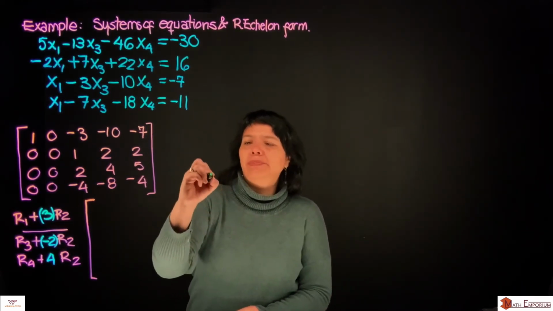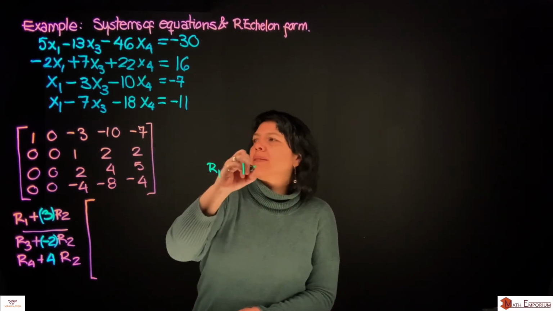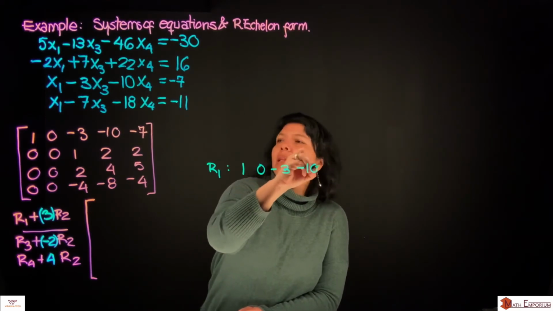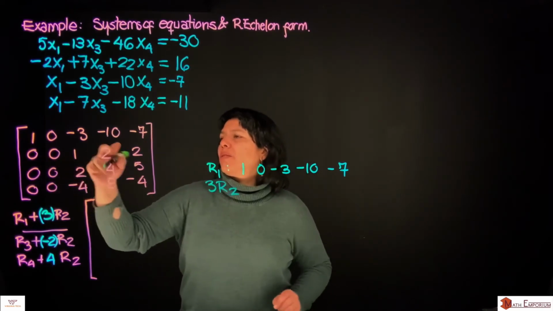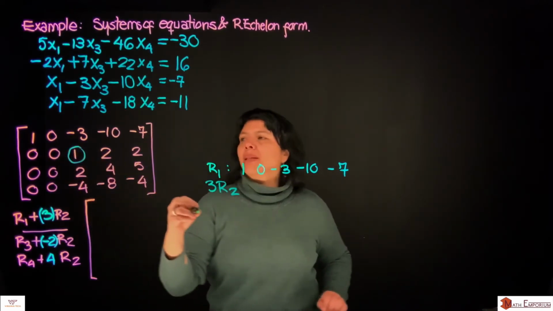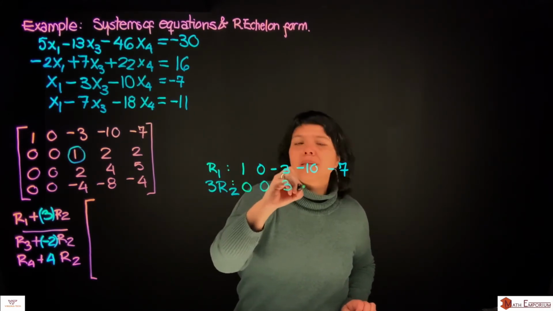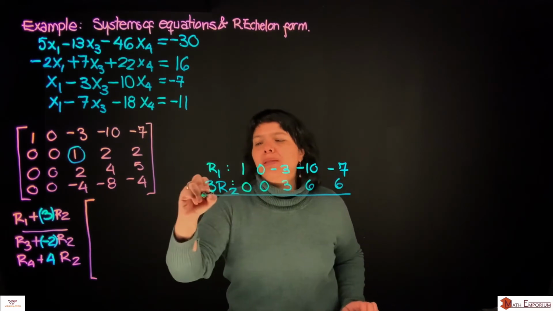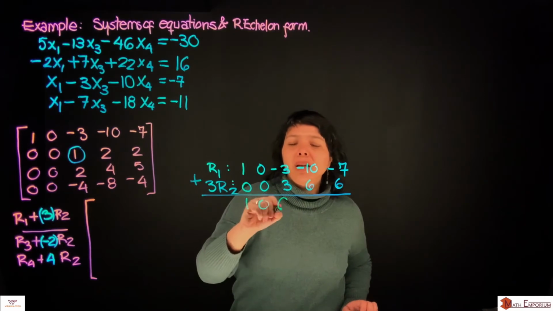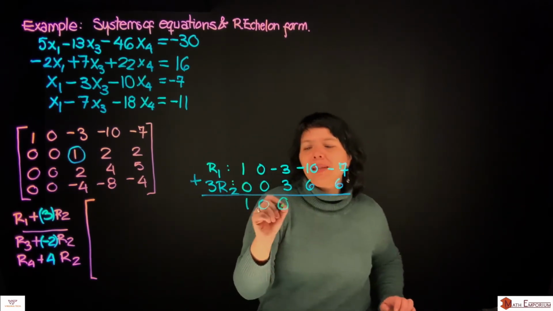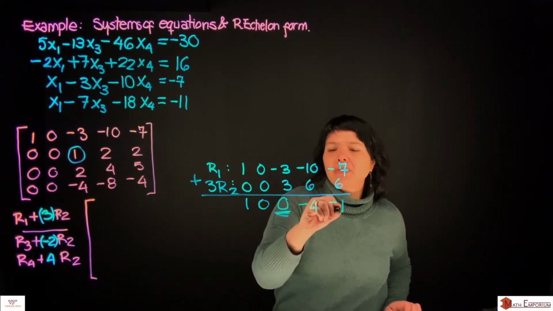So row 1, do that here, is 1, 0, negative 3, negative 10, and negative 7. 3 row 2, so remember this is the one that has a 1 that we're using, is going to give me 0, 0, 3, 6, and 6. And then I'm going to add these two. So I get 1, 0. Remember, this is the component that we're trying to make 0, and you just double check that indeed you get what you want. And then negative 4, and then negative 1.